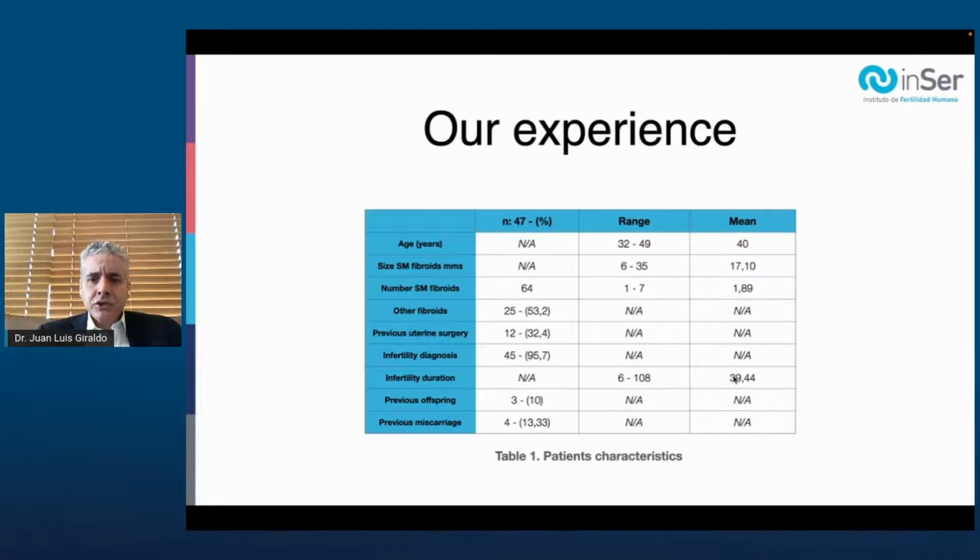The average infertility duration of these 45 patients was 39 months. And 10% of the patients had previous offspring and 13% had previous miscarriages.